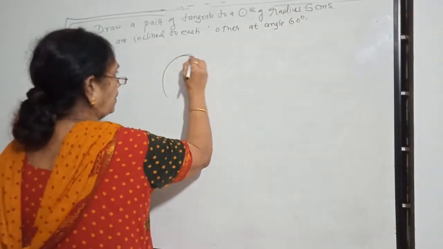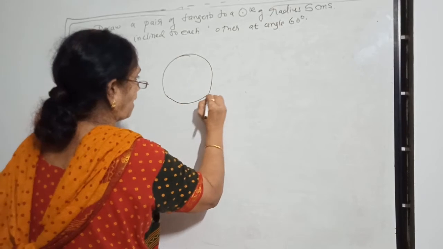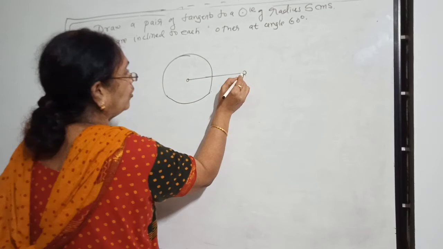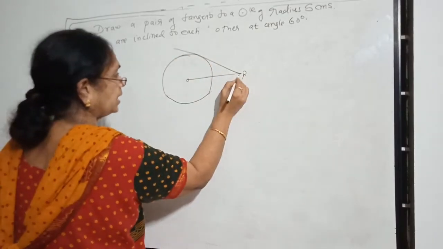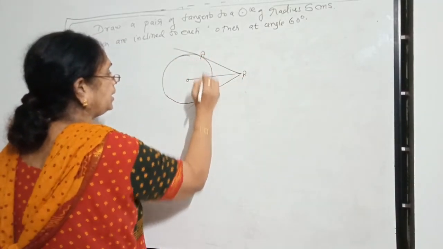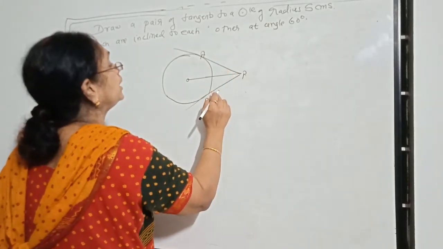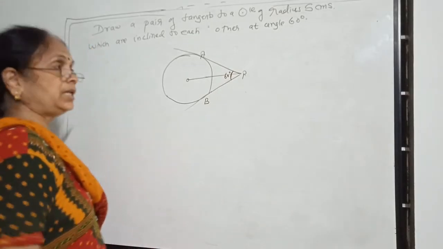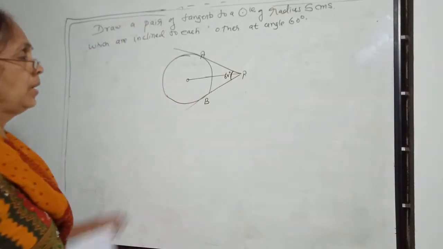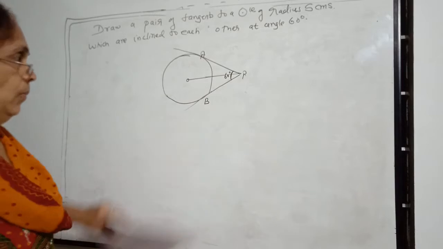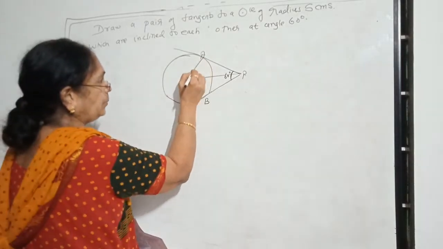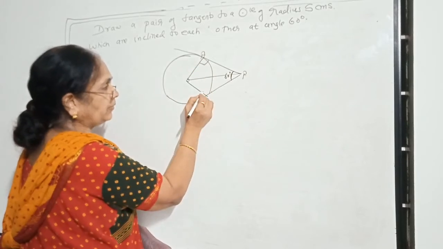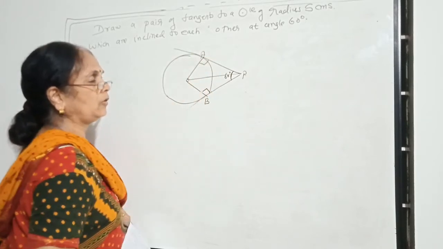One circle, external point P. From here, 2 tangents are passing. Points of tangency A and B. These 2 tangents are inclined to each other at 60 degrees. This much is given in the problem. How to draw the 2 tangents now? When you join this, here you need a bit of properties to be applied. Now this is 90 degrees, everyone knows, radius and tangent make an angle of 90.